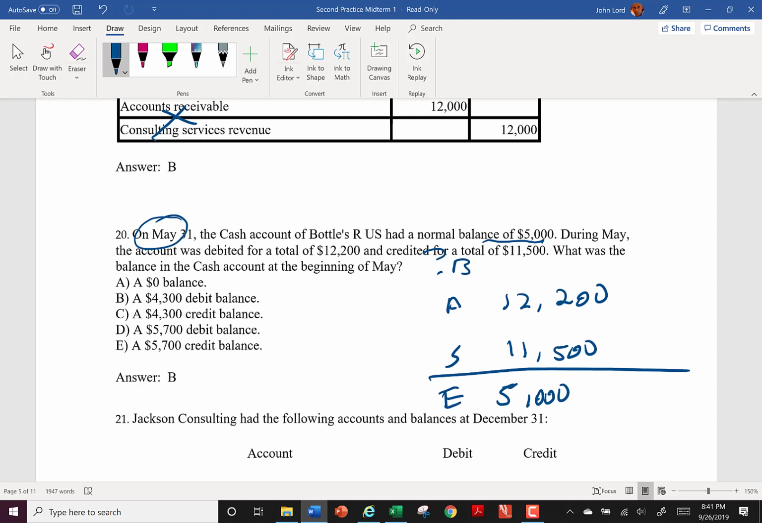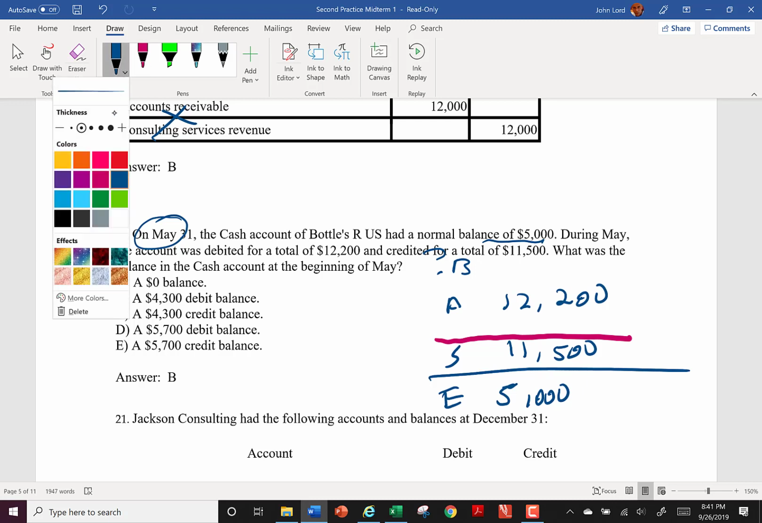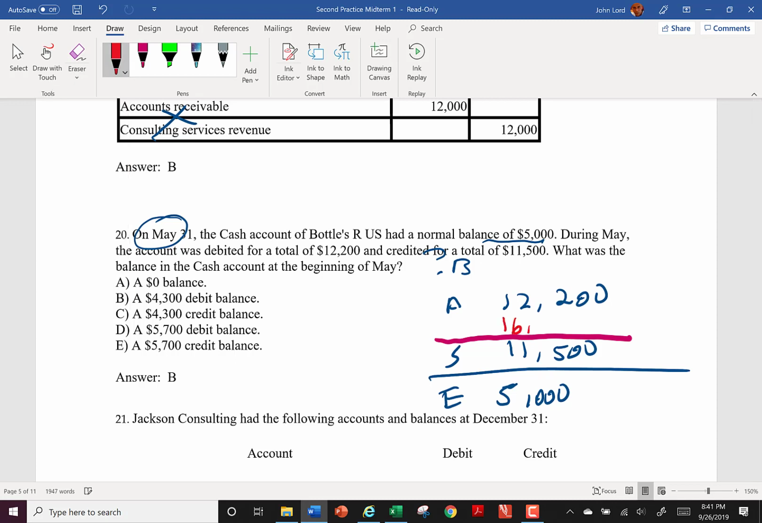Now, what you need to do here to answer this question is you need to do a subtotal. You need a subtotal here. So I'm going to put this subtotal in red. And what I would do is add these two together. So this is 5,000 plus 11,500. That gives me 16.5. Am I doing my math right? So before I applied my credits, this account must have got up to a balance of 16.5, right? Then I applied my credits, and that brought it down to the 5,000.